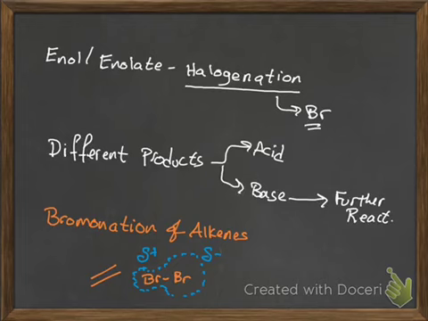Now, left to their own devices, this will settle back out very quickly, and it will be as if nothing happened. However, if you still have that electron source, i.e. the alkene in our case, then a reaction can occur. And something very similar happens in the reaction of enols and enolates with the halogen.